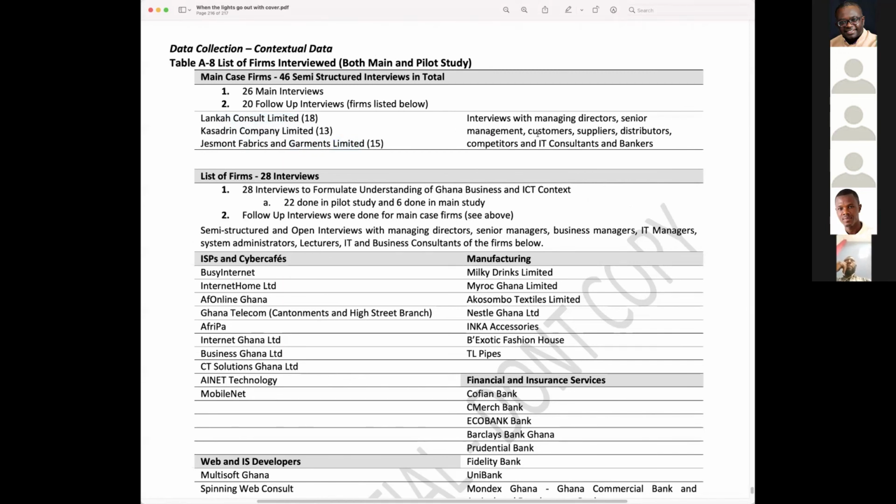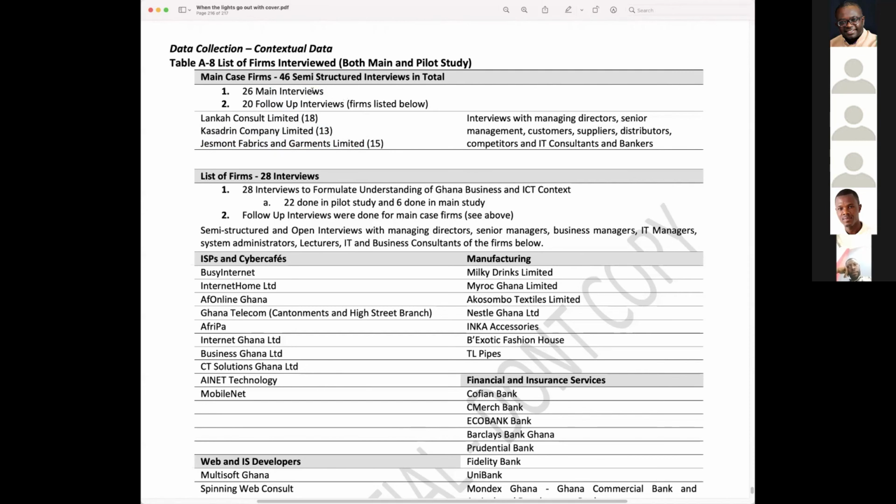Managers, directors, customers, suppliers, all of them make up this number. So this is the number. Then I went to also interview people in the industry. I did 26 interviews and then 20 follow-up interviews this year in the industry. So if you look at this, I've done a lot of interviews on this area.